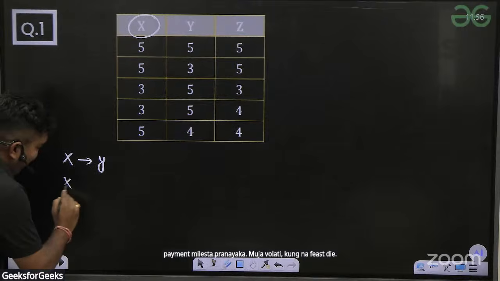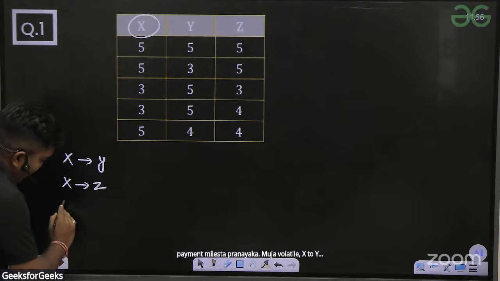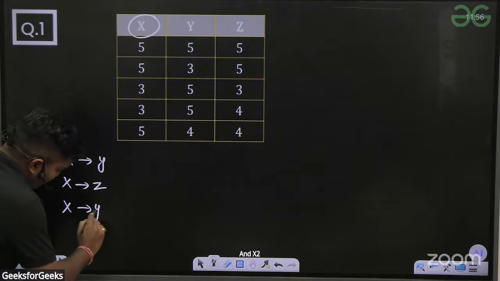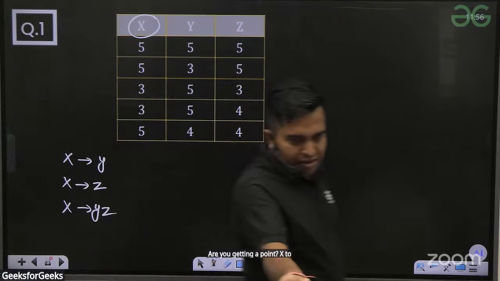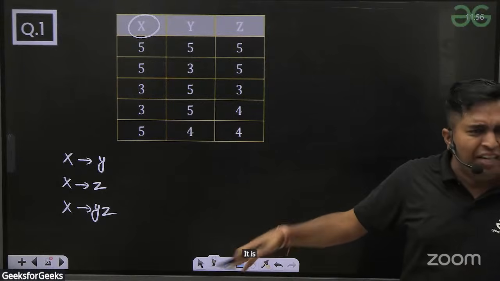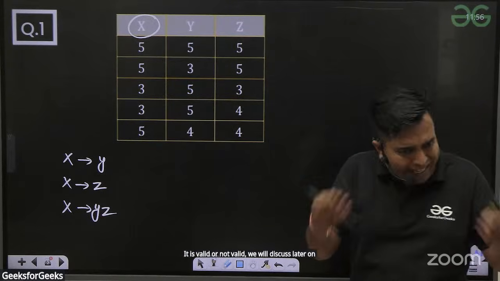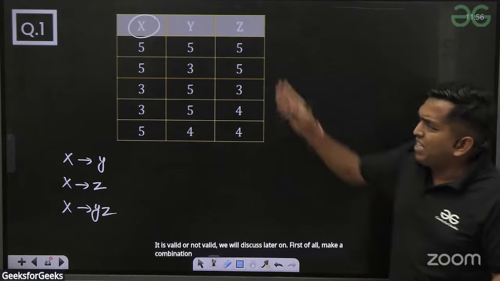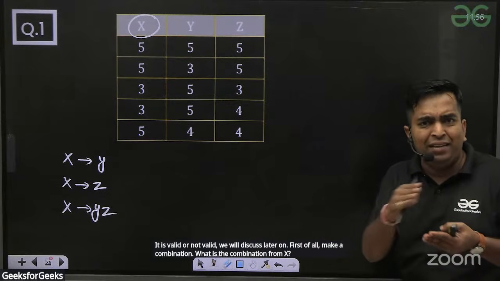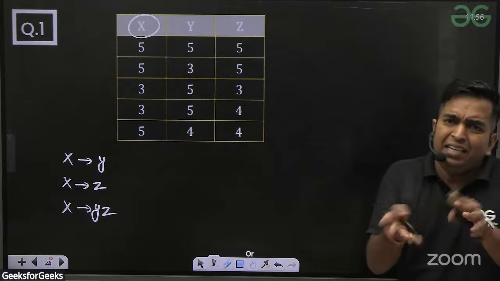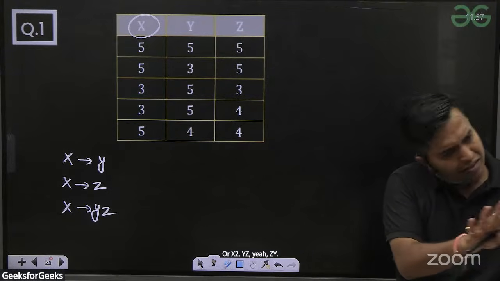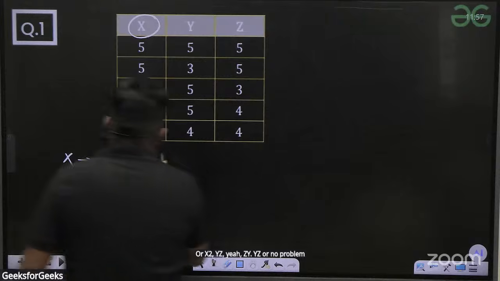X to Y, and X to... are you getting a point? X to Y. It is valid or not valid, we will discuss later on. First of all, make a combination. What is the combination from X? Either X to Y, or X to YZ or ZY. YZ, no problem.